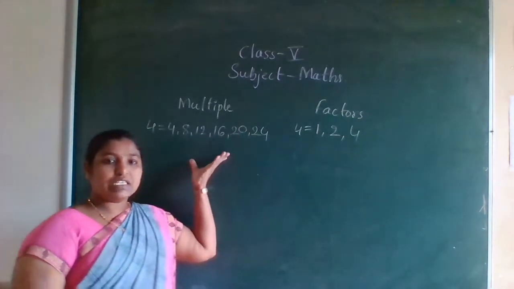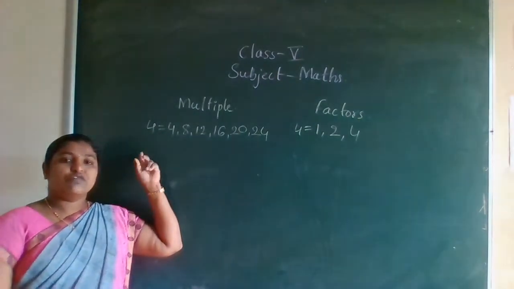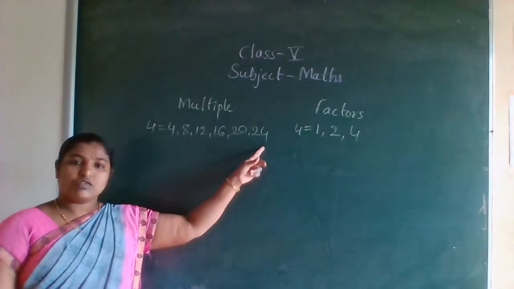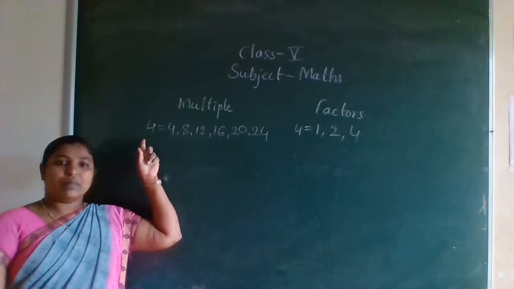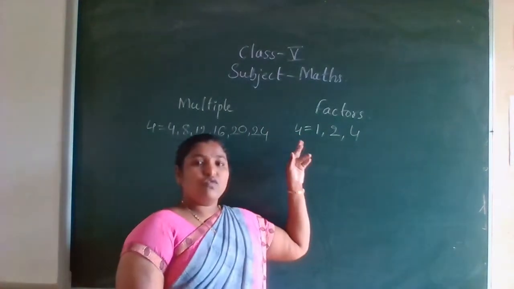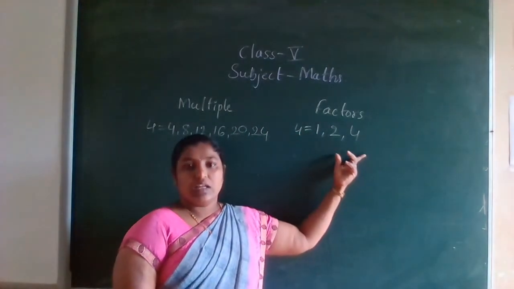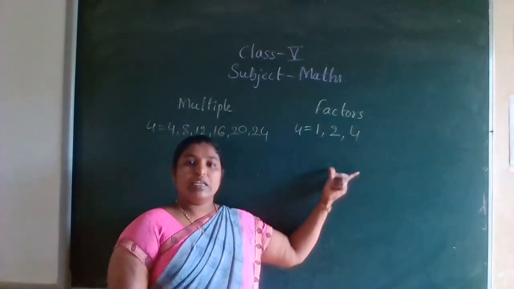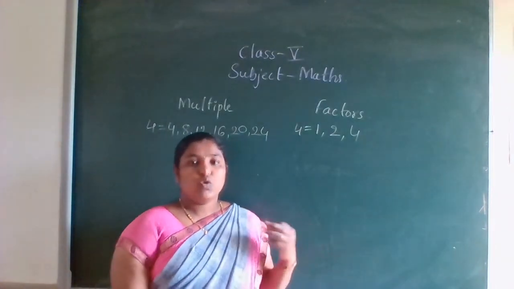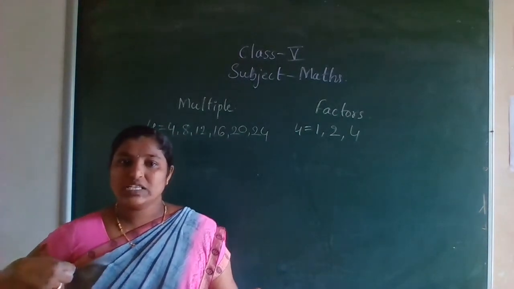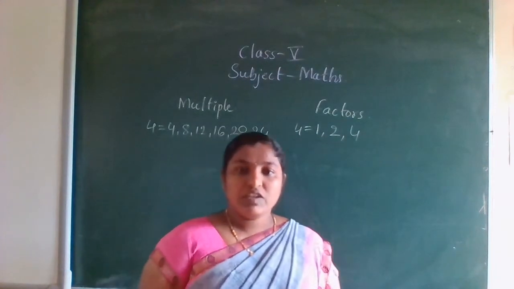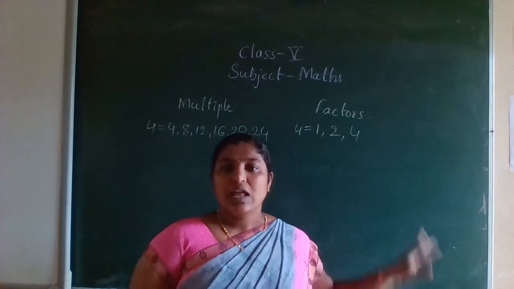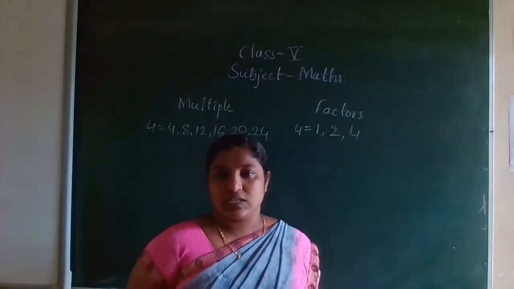Multiples means tables. See, 4 ones are 4, 4 twos are 8, 4 threes are 12, 4 fours are 16, 4 fives are 20, 4 sixes are 24. These are all the multiples of 4. Factors means in which tables 4 is there. Suppose we take 12, in which table is it there? 1 twelve is 12, 2 sixes are 12, so 2 is a factor of 12. Then 3 ones are 3, 3 twos are 6, 3 threes are 9, 3 fours are 12, so that is also a factor. Like this, list out the factors.